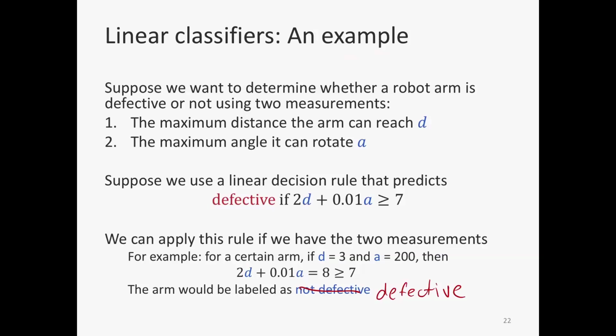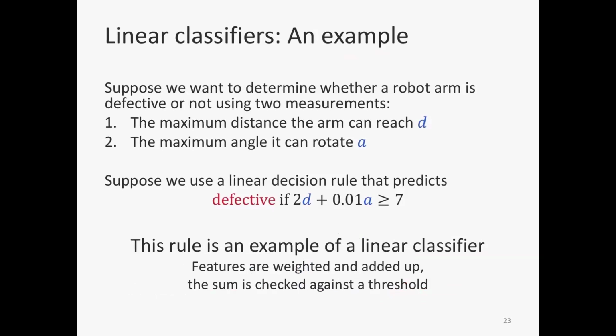I have a problem with two features called A and D. Every feature gets a weight assigned to it. In this case, the feature D gets the weight 2, and the feature A gets the weight 0.01. You take the weighted sum of the features and compare that weighted sum to a threshold. In this case, the threshold is 7. If it is more than the threshold, you label one way, and if it's less than the threshold, you label the other way. What we have here is an example of a linear classifier or a linear decision rule.